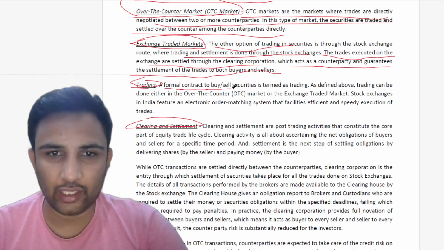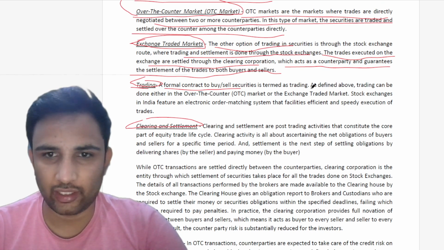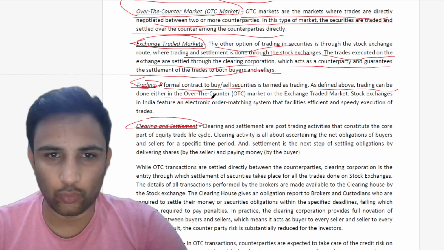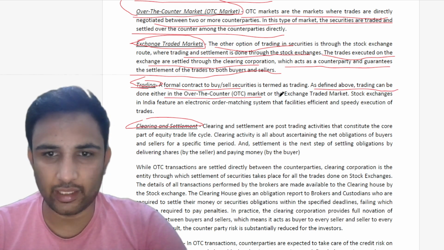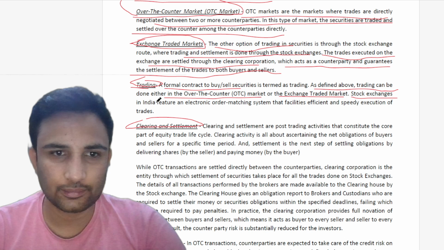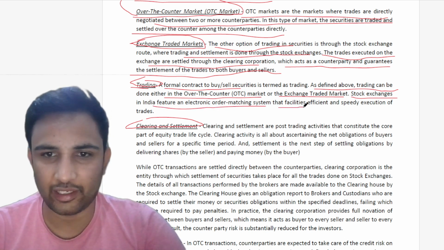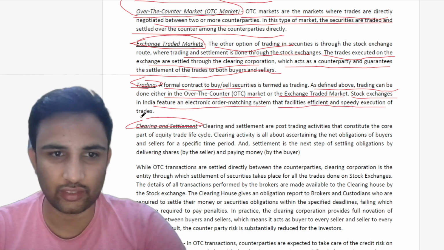Trading. A formal contract to buy or sell securities is termed as trading. As defined above, trading can be done either in the over-the-counter market or the exchange-traded market. Stock exchanges in India feature an electronic order matching system that facilitates efficient and speedy execution of the trades.